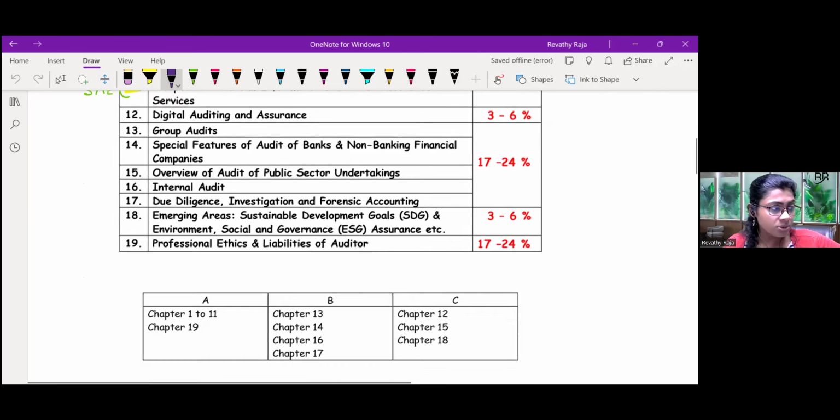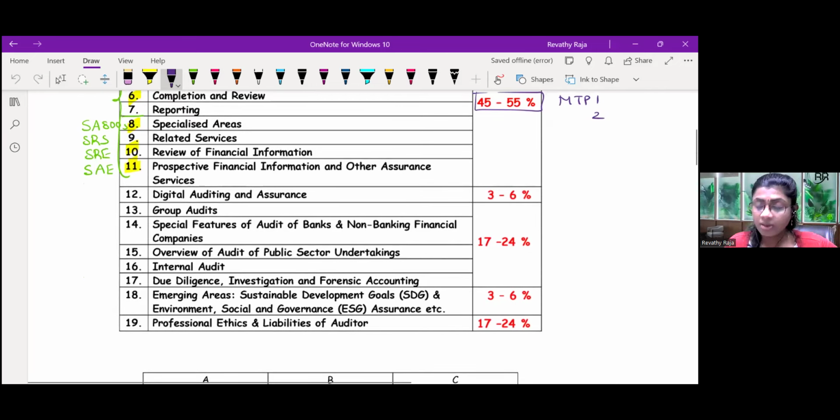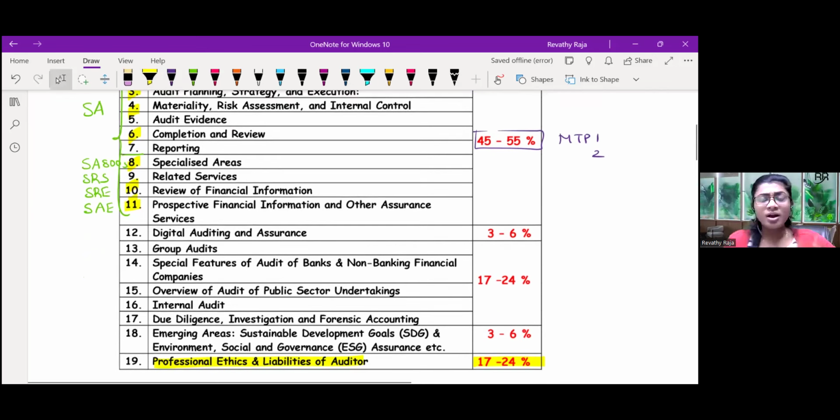After this, the most important area which I feel is professional ethics and liabilities of the auditor, which is around 17 to 24%. Again, if you analyze both these MTPs, around 24 to 25 marks were from professional ethics. But this 24 to 25 marks was asked in MTP in different questions, like question number 2C, 3C, 4C, like that. But weightage is 24, 25%. Now, after standards, we have professional ethics.